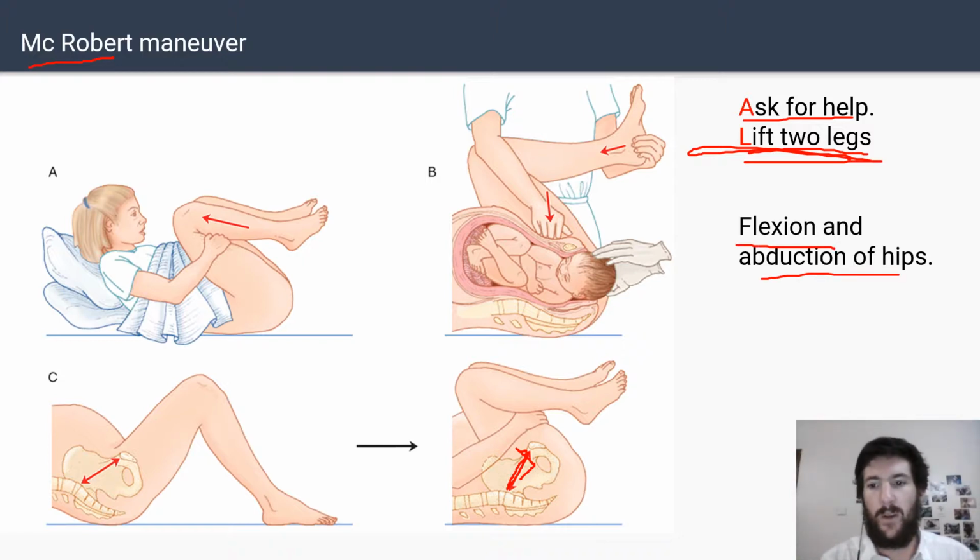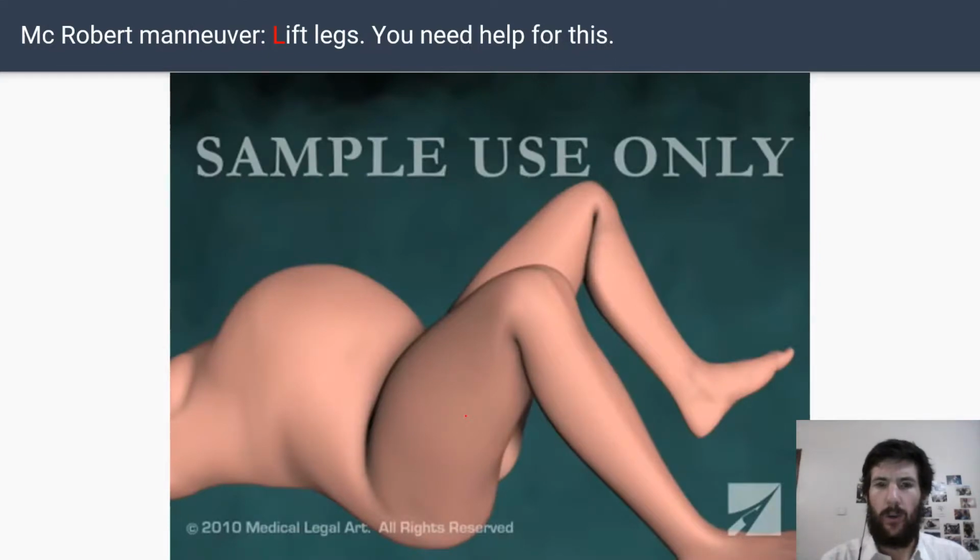Now we will see a video about this. So here we will see a video about the McRoberts maneuver. For the McRoberts maneuver, you ask for help from 2 different persons, each one of them holds 1 leg of the patient and helps you with flexion and abduction.